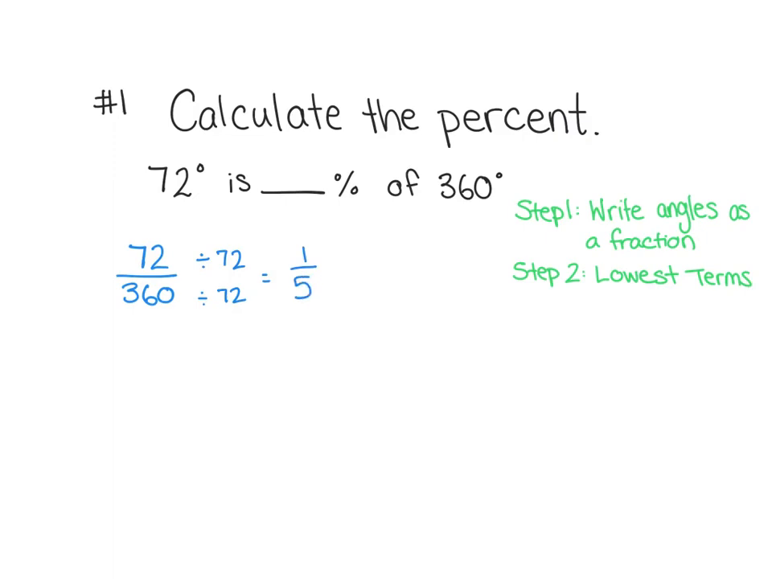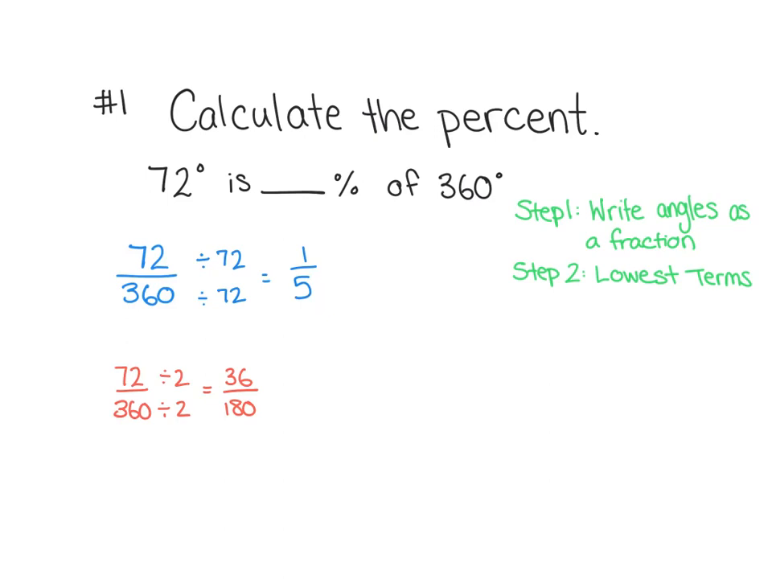However, if you don't know this, it's okay to do things in steps. So you could start with 72 out of 360 and go, okay, well, they're both even numbers, and that means I can divide them by 2. So if I divide both the top and bottom by 2, 72 divided by 2 is 36, and 360 divided by 2 is 180. Now, I could look at this. It's divisible by 2. I could put them in half again.